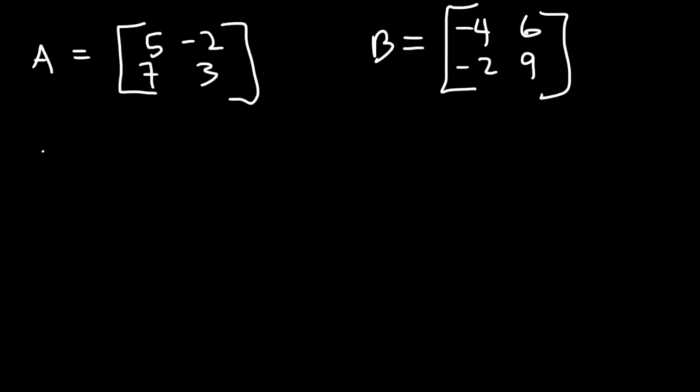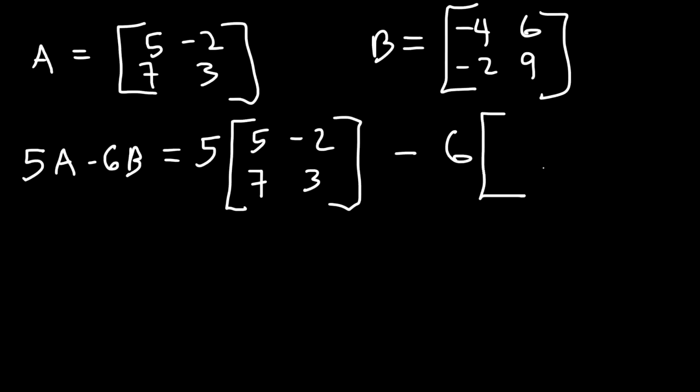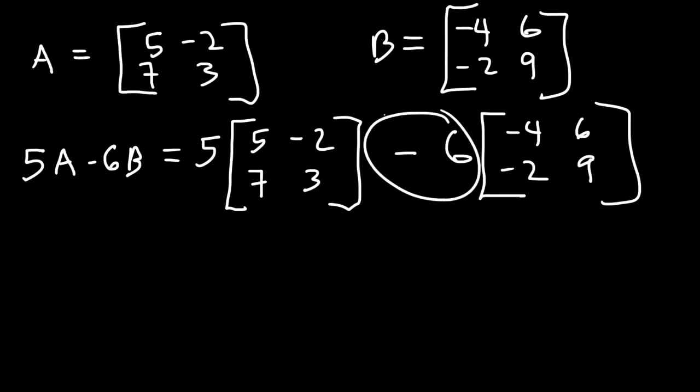Now, let's say we want to find the value of 5A minus 6B. How can we do that? So we've got to multiply matrix A by 5. And then there's going to be a subtraction sign, and then we're going to multiply matrix B by 6, or -6. If you multiply by 6, the negative sign will remain here. But if you multiply by -6, you could change it and put a plus sign, which I think is easier.